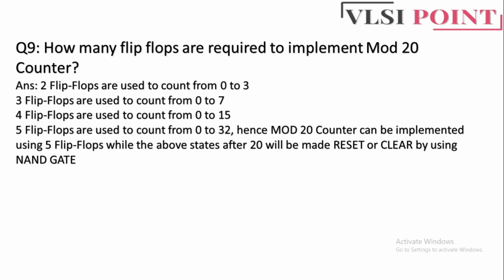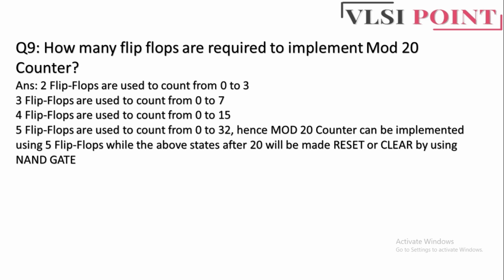But one problem is there, it will count till 32. So what you have to do? You have to give some reset and clear signals by using a NAND gate, so that it will count from 0 to 20, and then again it will start from 0 and count till 20. So this is how you can implement a mod 20 counter by using 5 flip-flops.